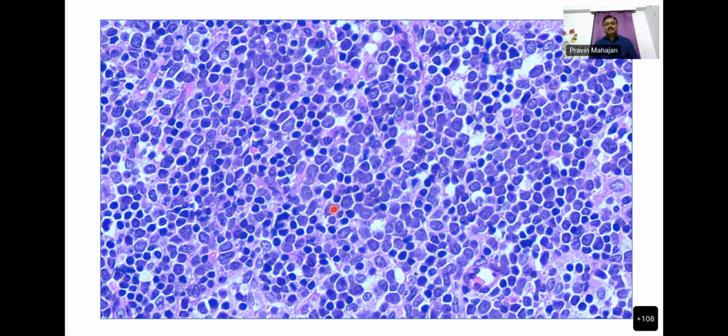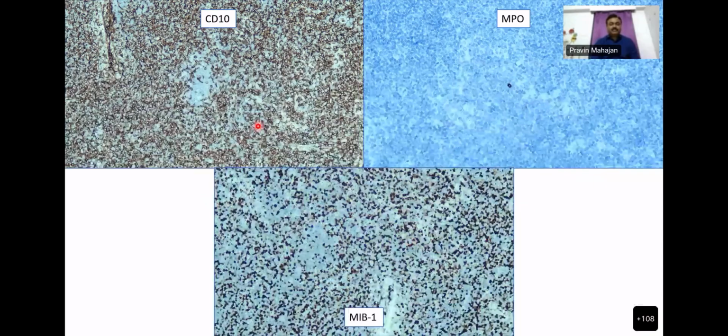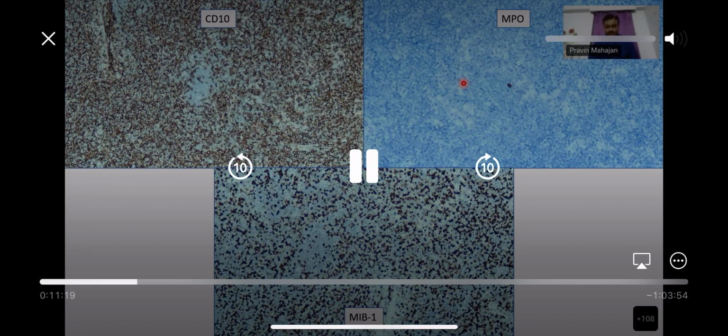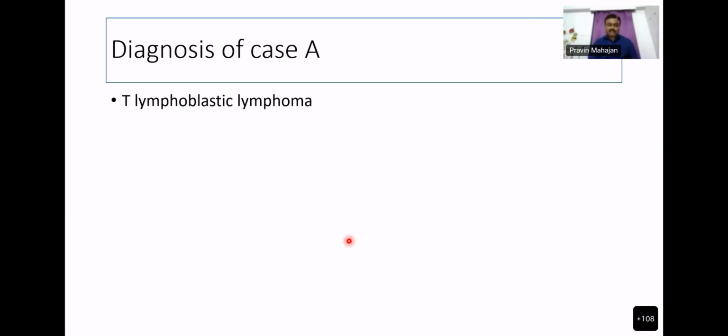Now, since this is a 9-year-old, you will think more in terms of lymphoblastic lymphoma, obviously. You will not think of any mature lymphomas in this case. So you go ahead and do the immunohistochemistry accordingly. This tumor was CD20 negative, CD3 nicely positive. It was TdT diffusely positive as well as CD34 positive. It was also positive for CD10, and MPO negative. Because we are thinking of blastic morphology, one would have to think of even a myeloid neoplasm involving the lymph node, and MIB was quite high. So this is a T lymphoblastic lymphoma. So case A, which has blastoid morphology, is actually an immature lymphoma, T lymphoblastic lymphoma.